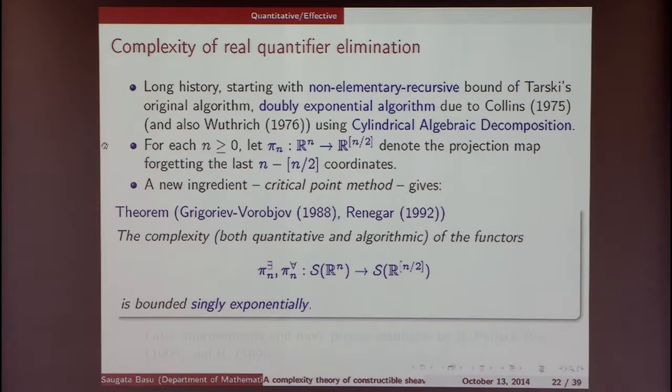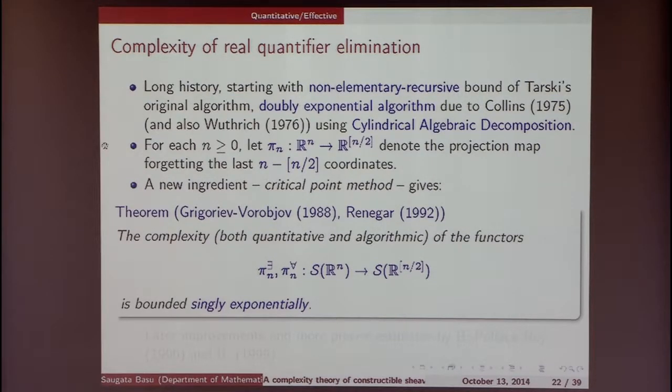Maybe I should explain what this means. It means that if you are given a semi-algebraic subset of Rn defined in terms of, let's say, S polynomials of degree bounded at most by D, then the image by either of these functors is going to be definable in terms of a number of polynomials and degrees which are bounded singly exponentially in n. And you can obtain this description, going from here to here, by an algorithm which also has singly exponential complexity.